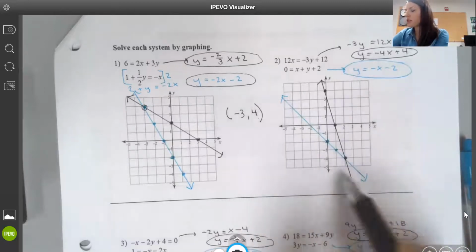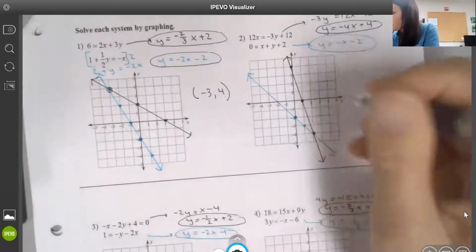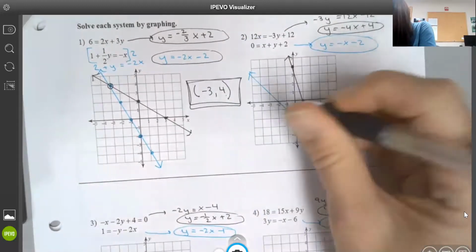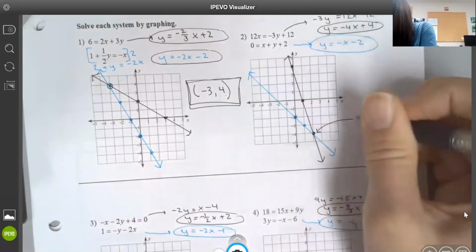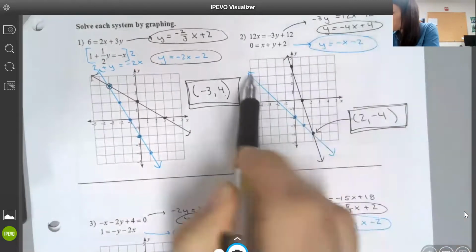2 is a little easier. It's always easier if it intersects on the right side of the graph versus the left side of the graph to get the correct intersection point, I think. So here's my solution. Make sure we box our solution. This is at (2, -4). This is where I'm saying the solution is on number 2. And again, a real quick check there.